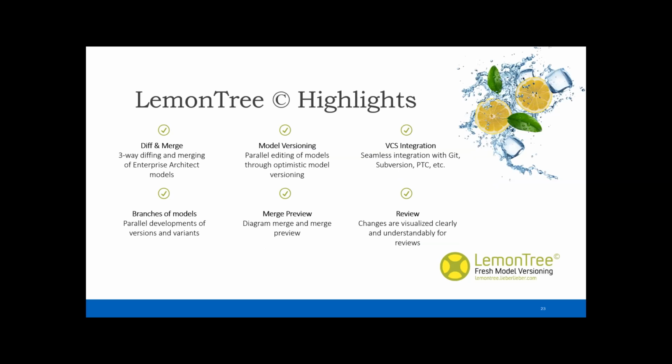So before I jump into the demo of Lemon Tree, here are some highlights from their website. They support diff and merge, model versioning. They offer seamless integration with a multitude of popular version control systems. They support parallel development of versions and variants by supporting model branching. And the tool offers the ability to preview merges before committing them, and changes are visualized clearly and understandably for reviews. Daniel, anything you'd like to add here?